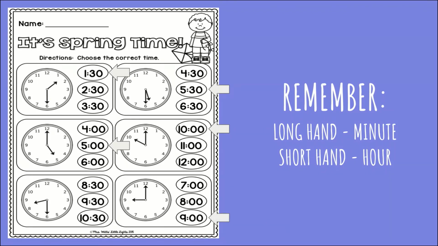And last one. Minute hand is on the 6. Hour hand is between the 8 and the 9. It's half hour. We're going to pick the number that comes before. It is 8:30. Fantastic.